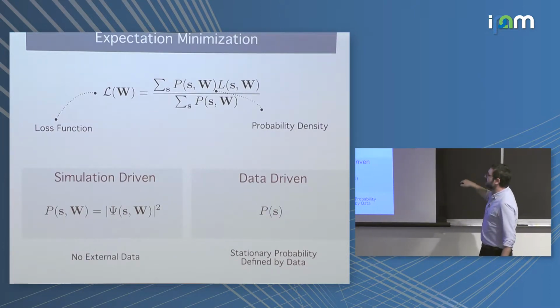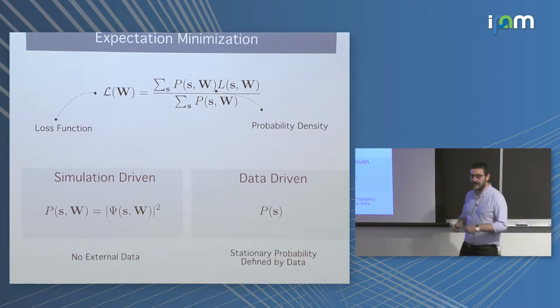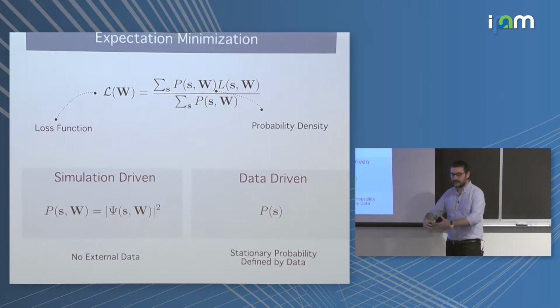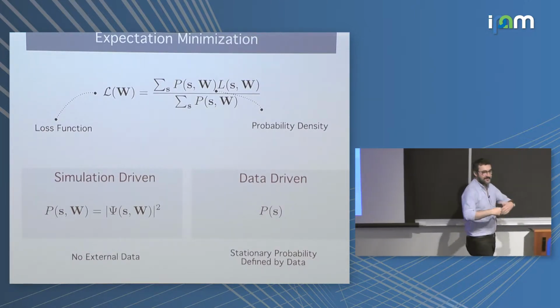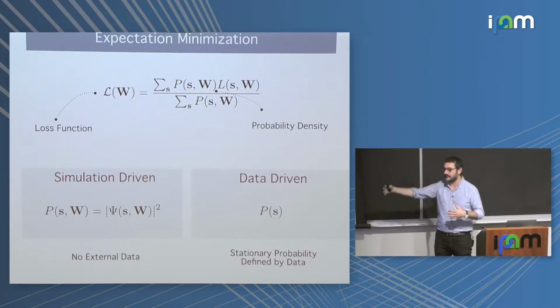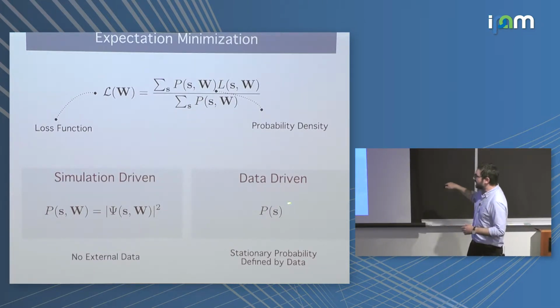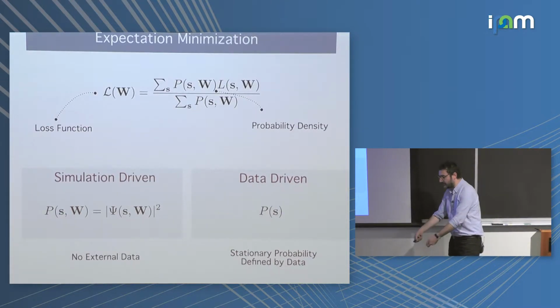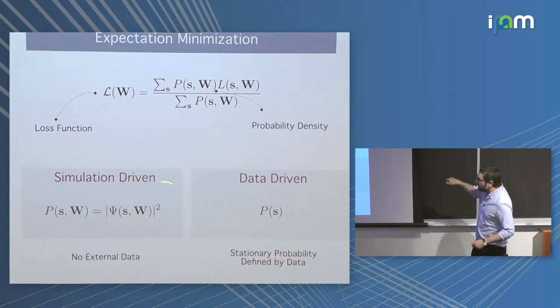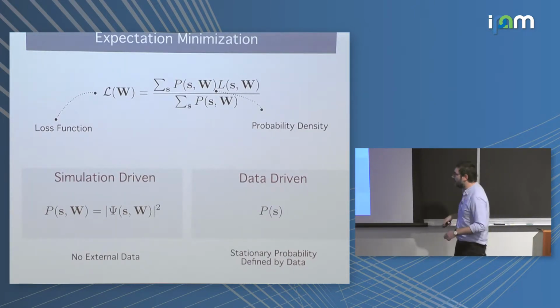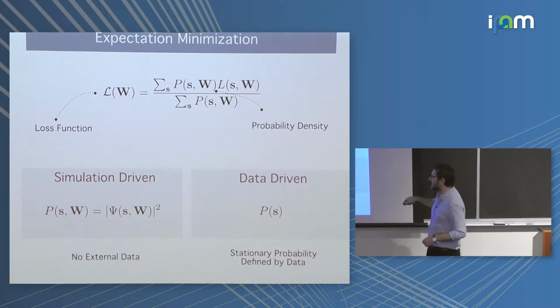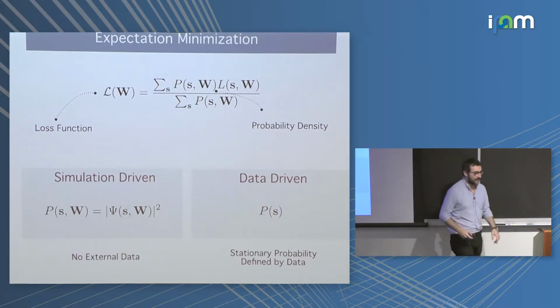A data-driven approach is the case where typically this probability is fixed and is given by, for example, experimental measurements of a quantum system. So it's something that is given by the external environment, right? The tomography problem that was mentioned this morning is one of those examples, where those would be experimental measurements from the quantum device. Then there is the simulation-driven case, which is the one I'm going to discuss in more detail now, that does not need external data. In this case, typically the probability you sample from is the square modulus of the wave function, which is a probability by definition.